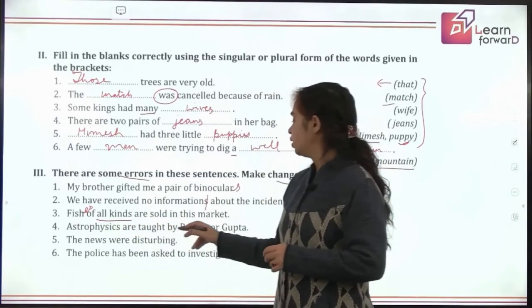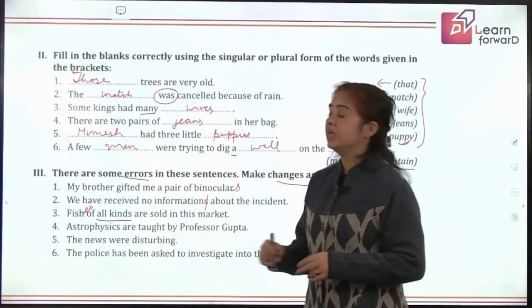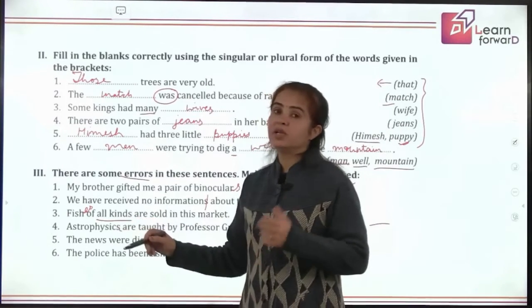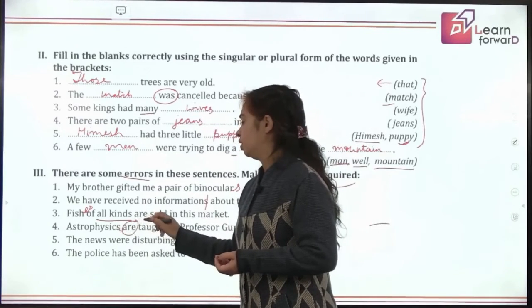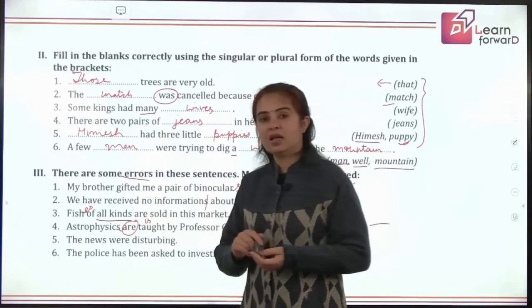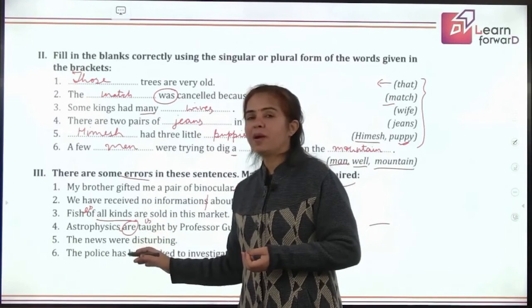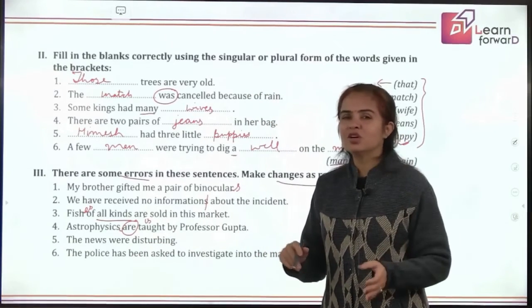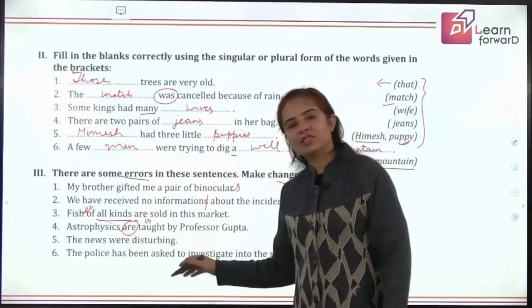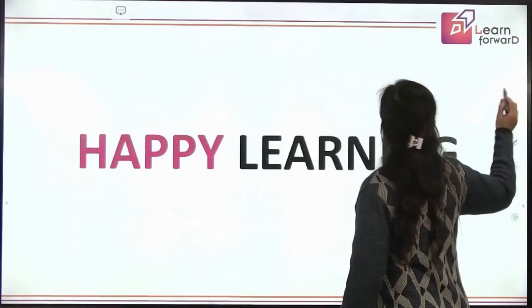Astrophysics are taught by Professor Gupta. Oh, this is a subject. It sounds to be plural, but actually it is a subject like mathematics. So it will not be a plural verb here. It will be is. Got it? This is how you'll do the correction. I hope I can give these 2 to you to do it yourself. Just scratch your mind a bit and you will get your answer. So I'll leave these 2 for you to practice on your own.